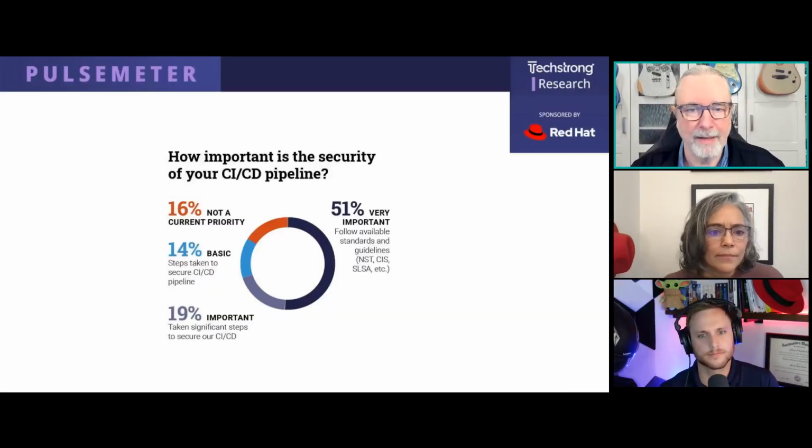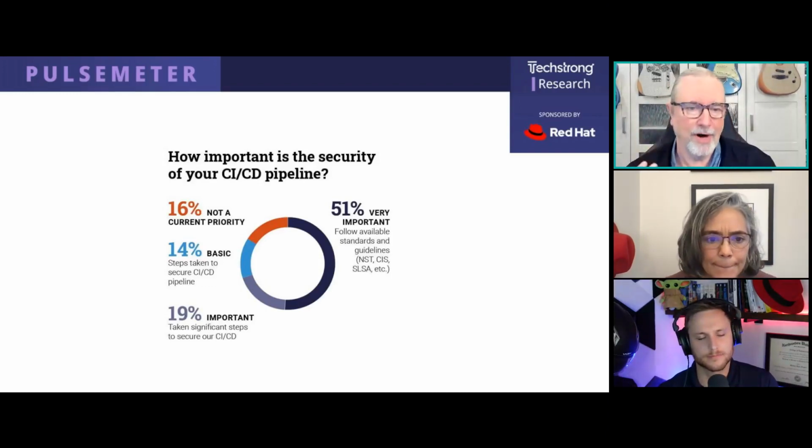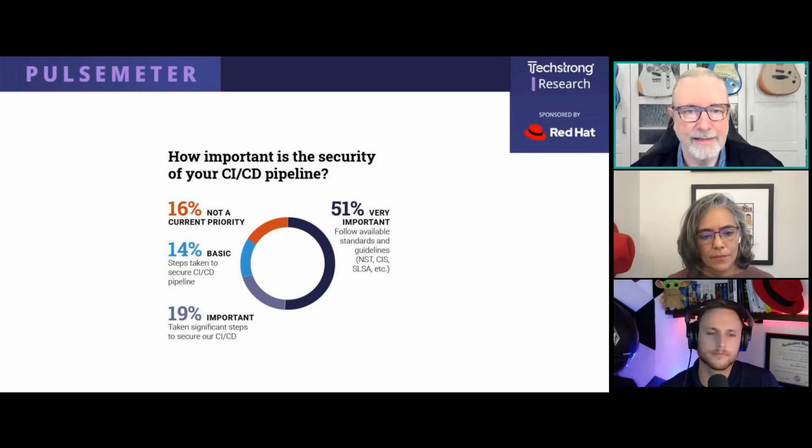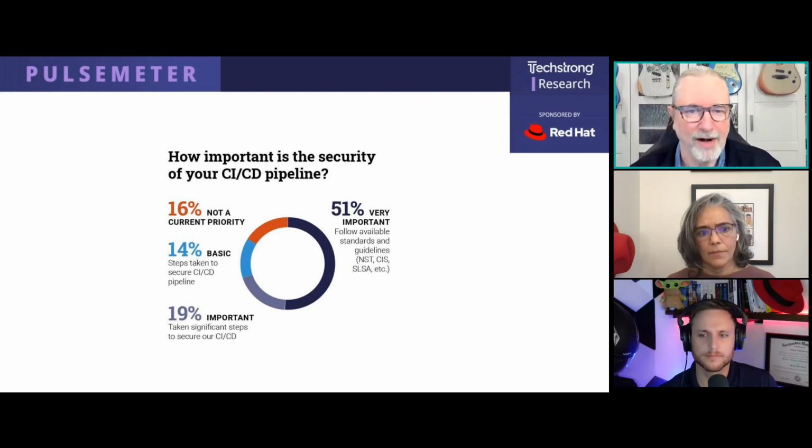So I'm going to bump back up and we'll hit our first slide here. One of the first questions we asked is just the priority around securing your CI/CD pipeline. And it's not too surprising, right? 51% said very important. Another 19% said it's important. So we're getting 70% when you combine them. So most people see this as a priority.